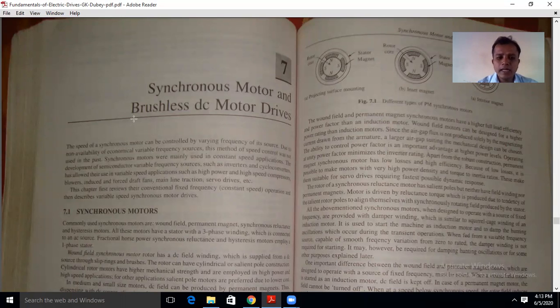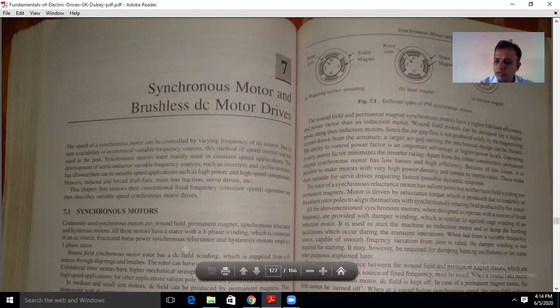So mainly there are different types of synchronous motors. One is the wound field synchronous motor, and the second is the permanent magnet synchronous motor. Also there are some other types like synchronous reluctance and hysteresis motors. The wound field synchronous motor again has two types: the cylindrical rotor machine and the salient pole rotor machine.